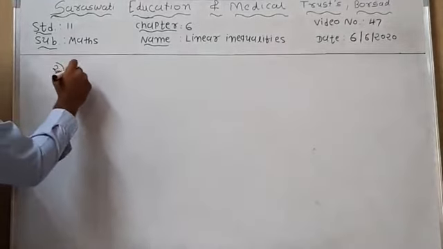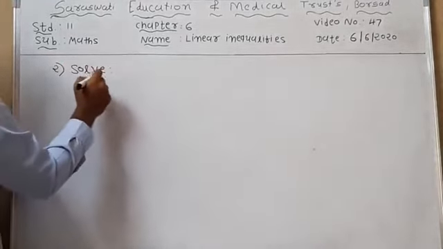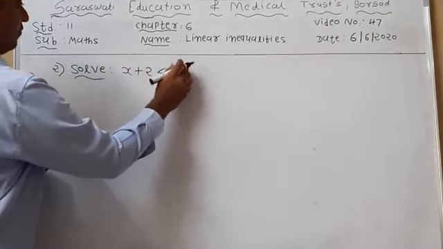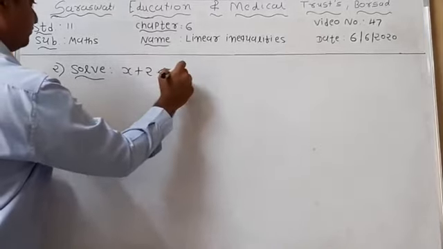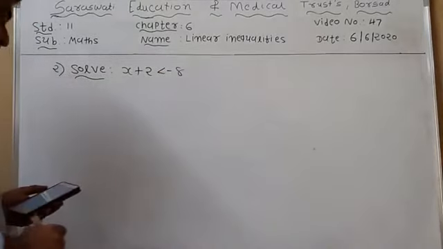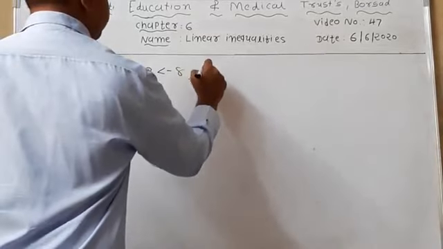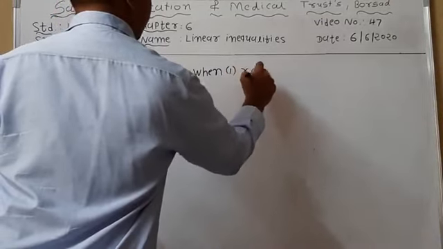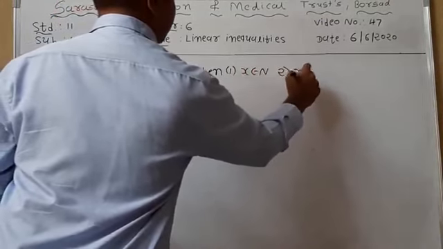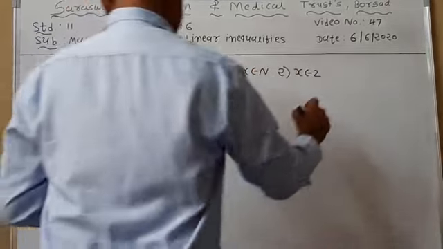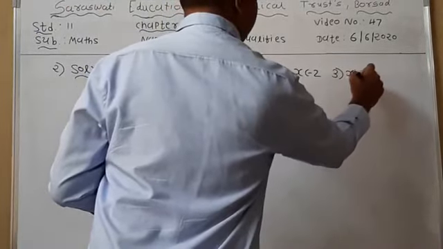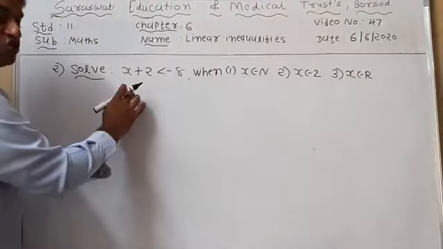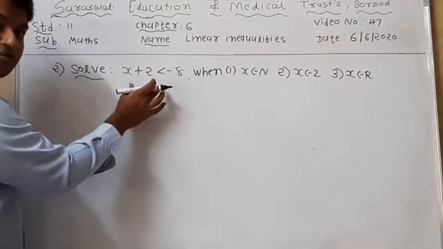Second question. Solve x plus 2 less than minus 8. And here the conditions are given: the first condition x belongs to N, the second condition x belongs to Z, and the third condition x belongs to R. So again, first of all solve this equation and find the value of x.